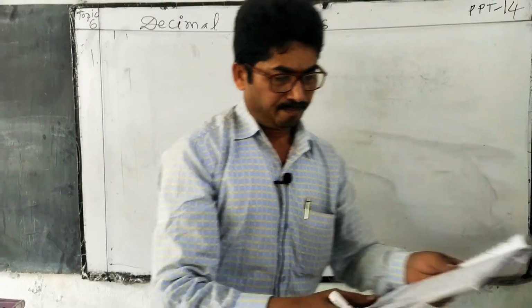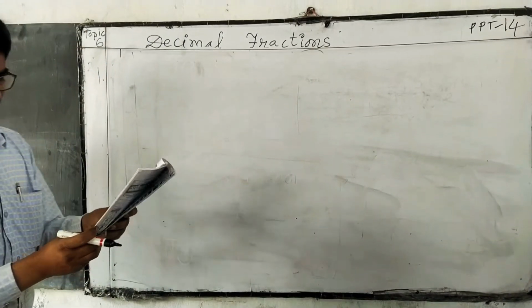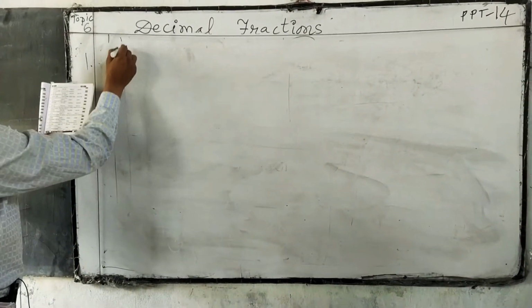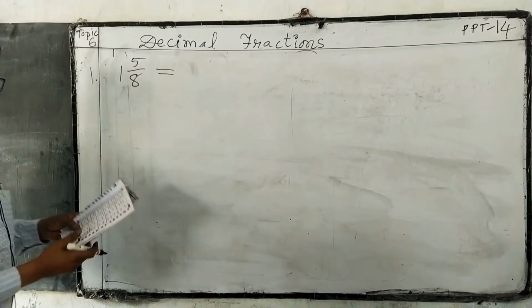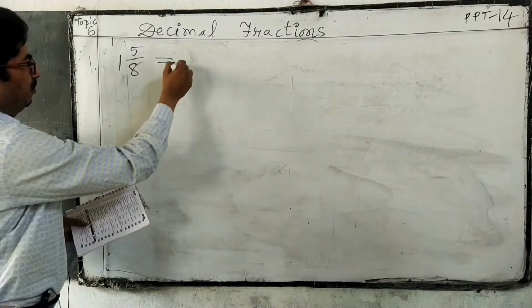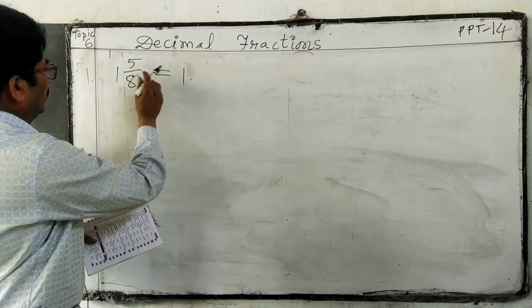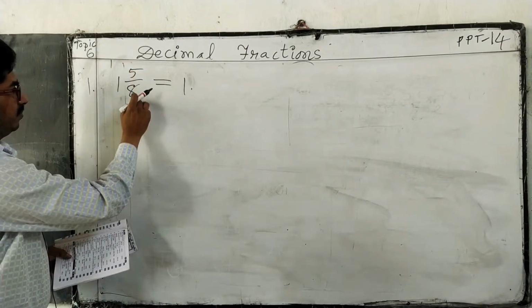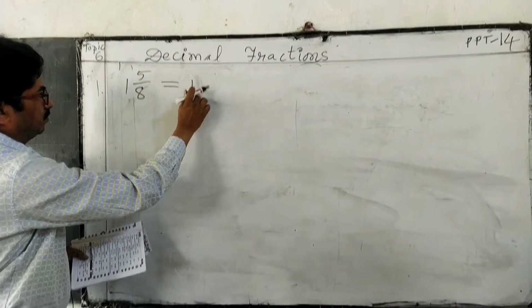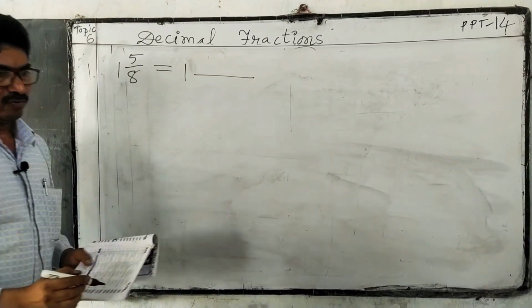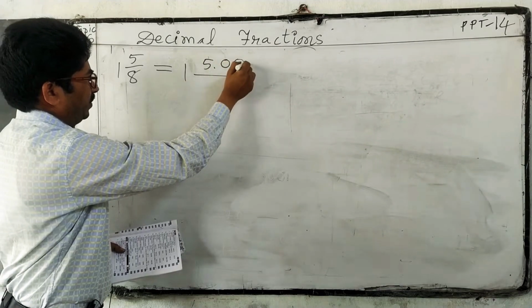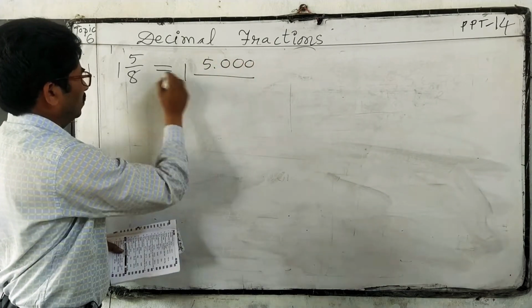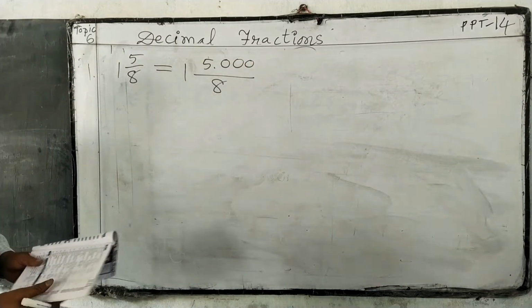First problem: what is the decimal fraction of 5 by 8? To find a decimal fraction, we have to divide 5 by 8. But we don't divide directly, we simply keep zeros after the decimal point to cancel.